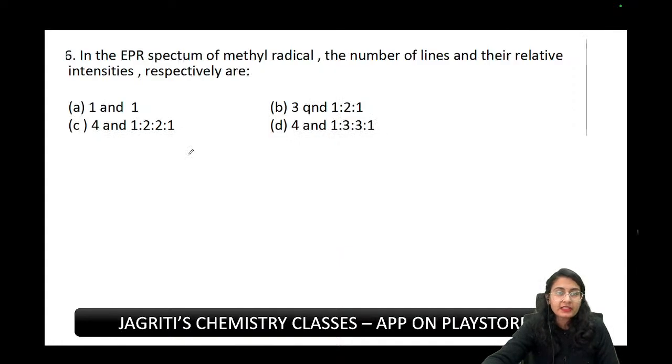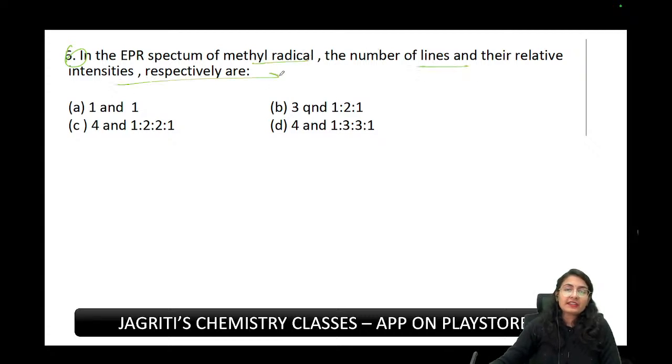ठीक है, चलो let's move onwards. Next question. In the EPR spectrum of methyl radical, the number of lines and their relative intensity respectively are.